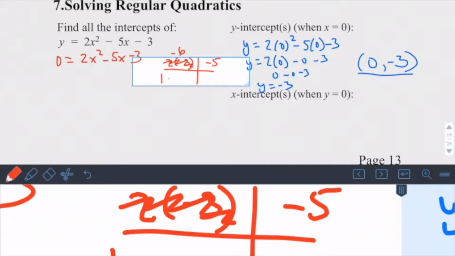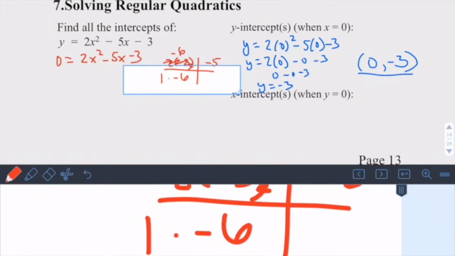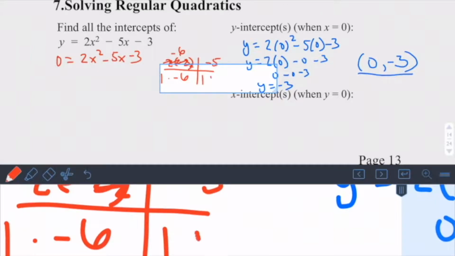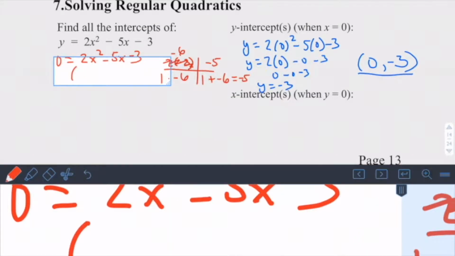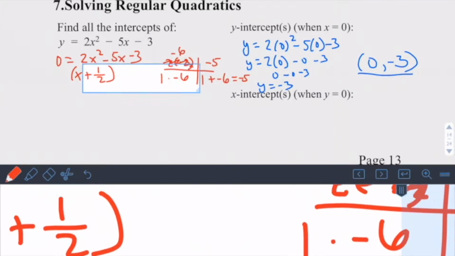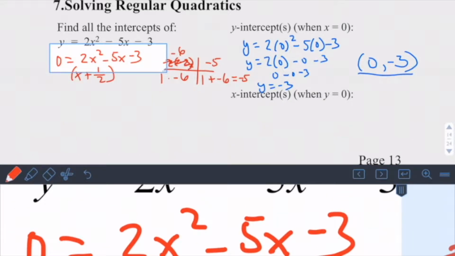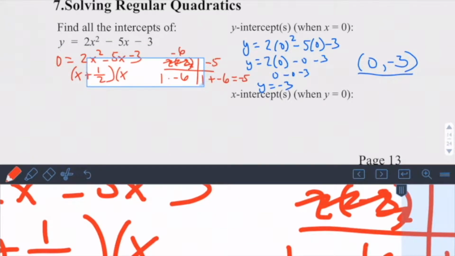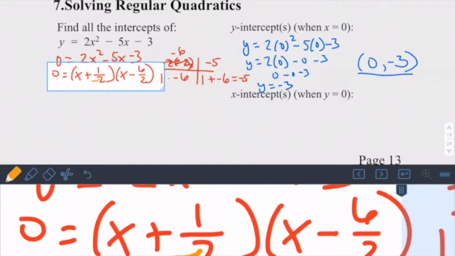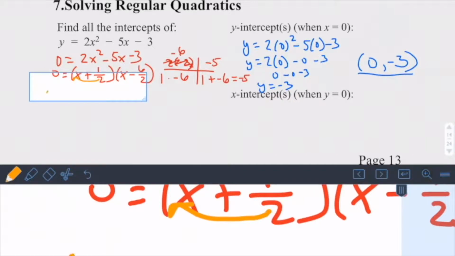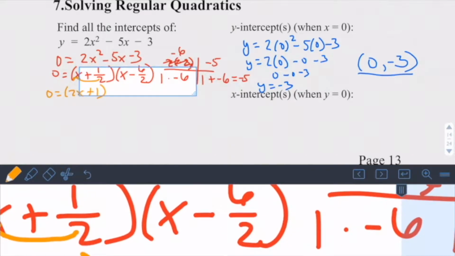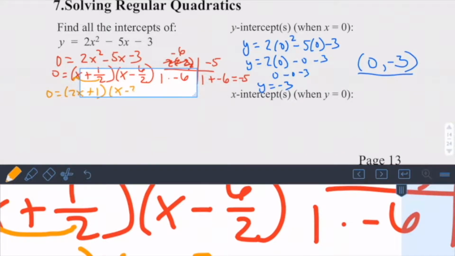Well, I could say 1 times negative 6. That multiplies together to give me negative 6. And 1 plus negative 6 gives me negative 5, so that works. So I have x plus 1 over 2, right? My 1, and then I divided by a, and then x minus 6 divided by 2. 1 over 2 does not simplify or divide, so I'm going to slide my 2. So 2x plus 1. And 6 divided by 2 does divide, so I have x minus 3.